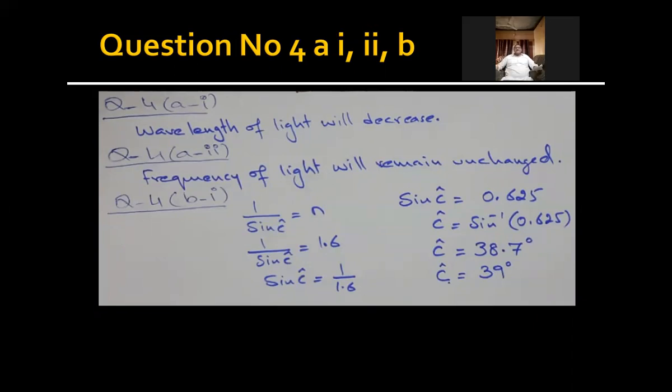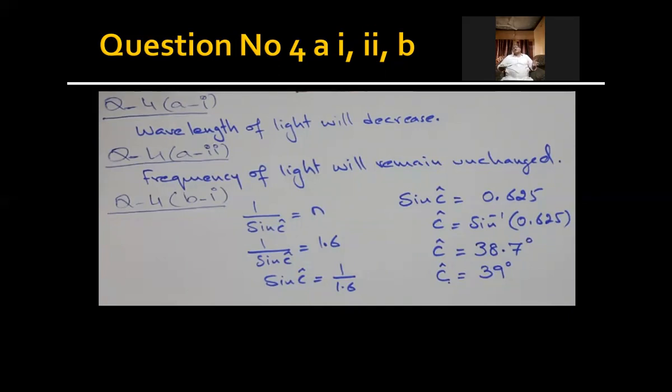Okay, so question number 4B, first part. 1 by sine C is equal to n. The n value is given, that is 1.6. So cross multiplied, sine C will be equal to 1 divided by 1.6. So sine C will be equal to 0.625. Take this sine to the other side, it becomes sine inverse. So on your calculator, write shift sine 0.625 equals.